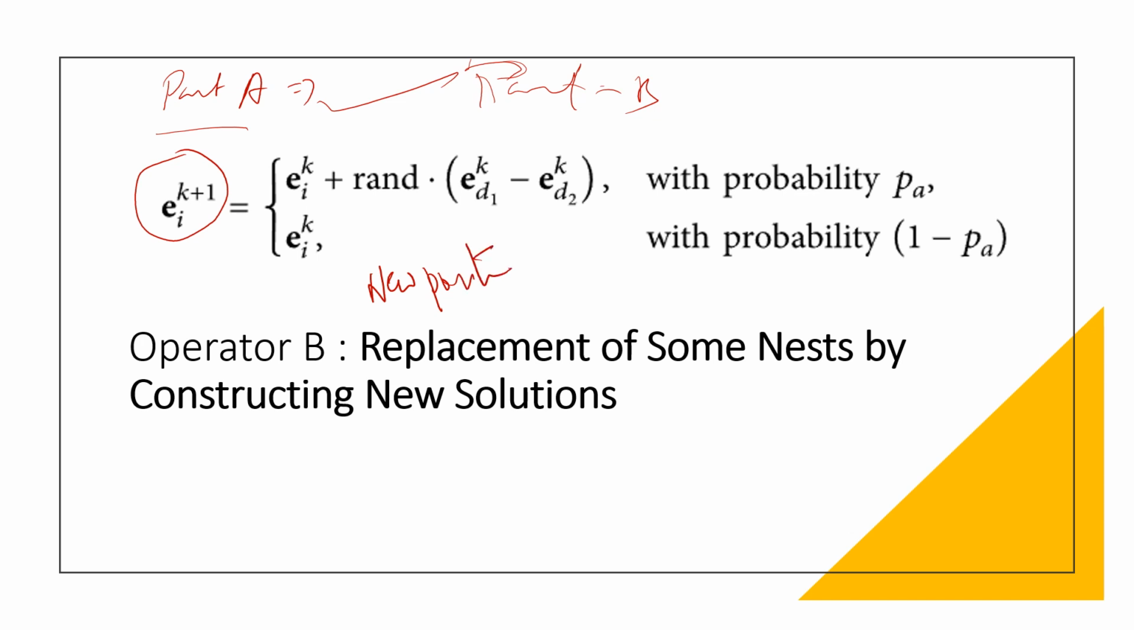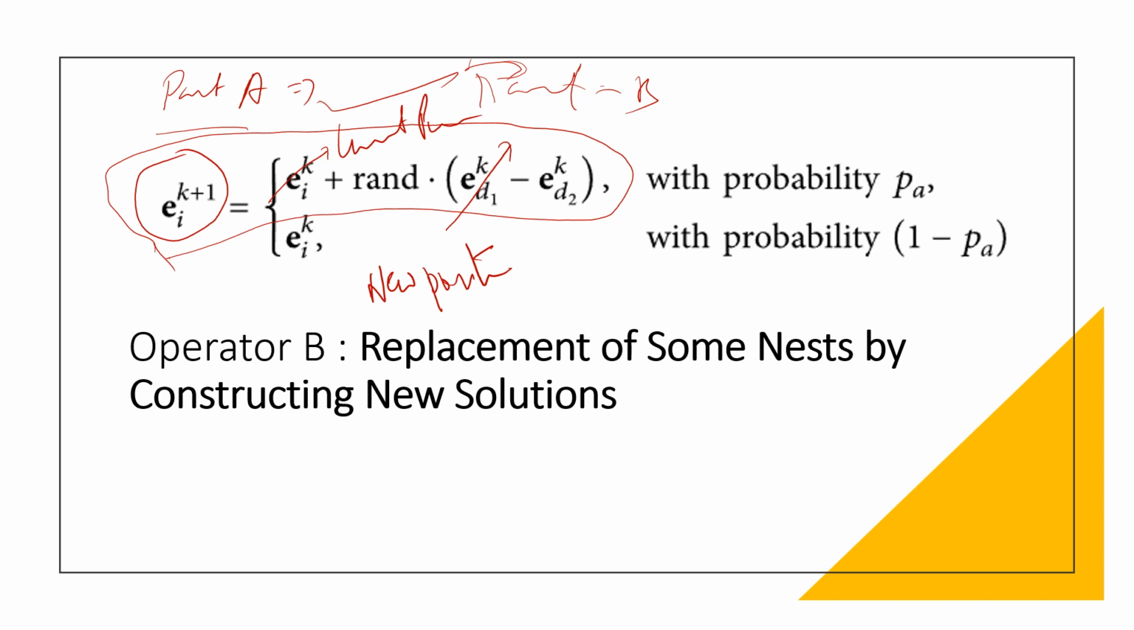So this is what we are telling. This part of the expression is okay, and we know that this part can happen. That is nothing but the current position plus a random number, and then multiply it by this, at the kth iteration, d1 and d2.